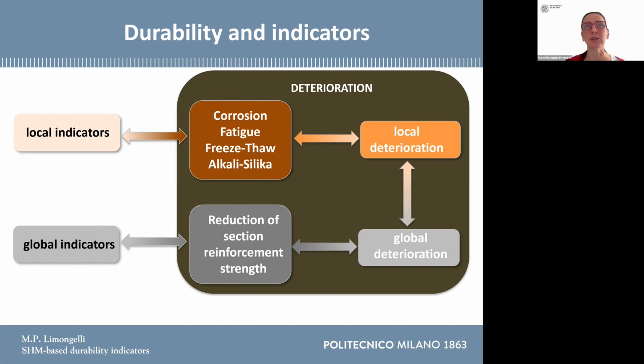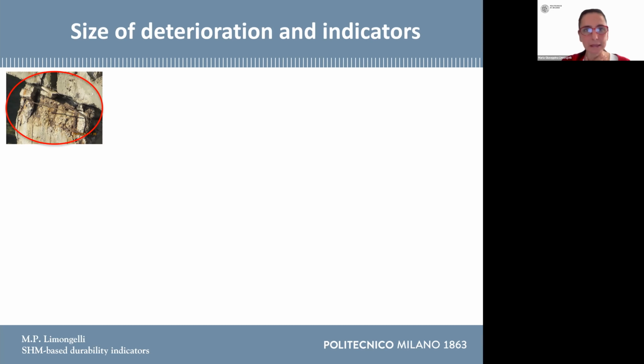So the question is, shall we use local indicators? Shall we use global indicators? We understand that they are, of course, connected, but how to choose which indicator is best for each phenomenon, for each deterioration type? I think one way to see this is to look at the scale of deterioration, at the size of deterioration.